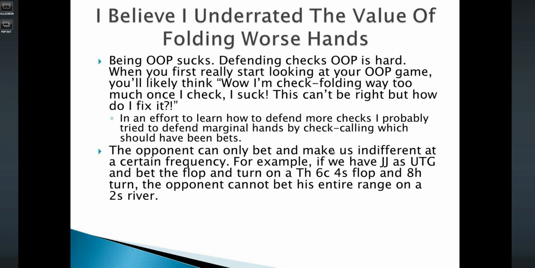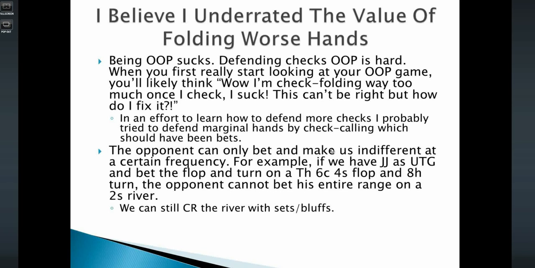The opponent can only bet and make us indifferent at a certain frequency. For example, if we have jacks as under the gun and bet the flop and turn on a 10 of hearts, 6 of clubs, 4 of spades flop, and 8 of hearts turn, the opponent cannot bet his entire range on the 2 of spades river. So if we check to our opponent here, we likely should more or less be very, very close to indifferent to check calling or check folding. The removal effects will matter a little bit, but for the most part, we should be very close to indifferent.